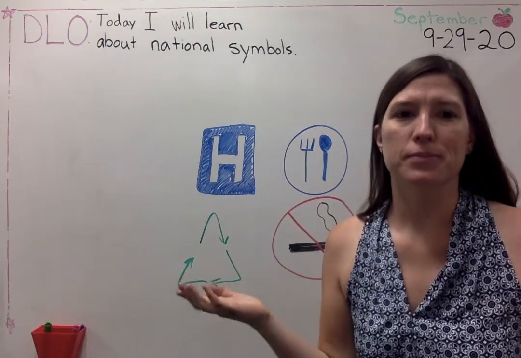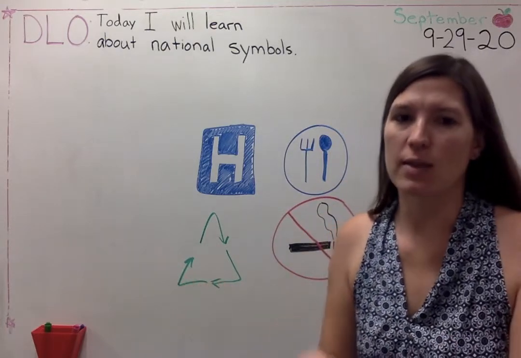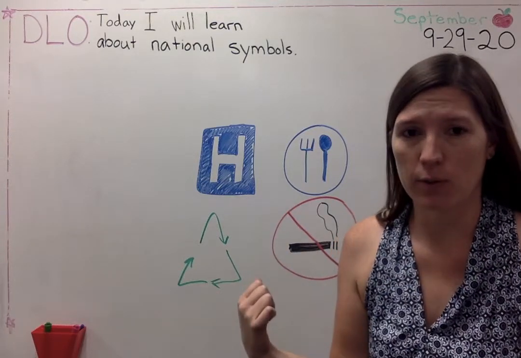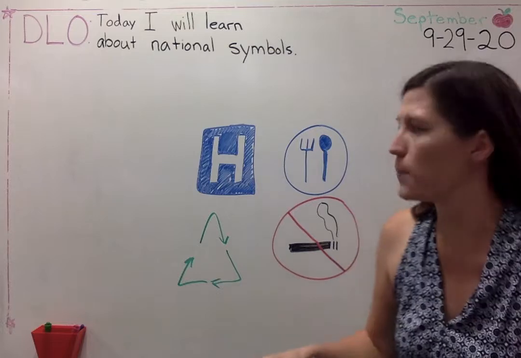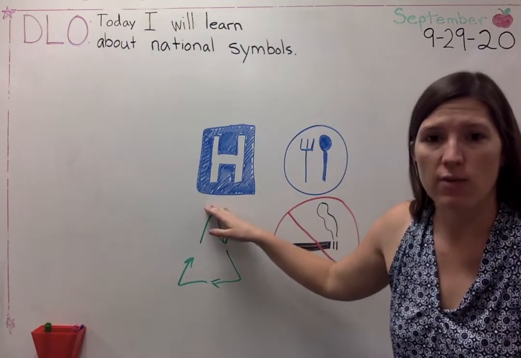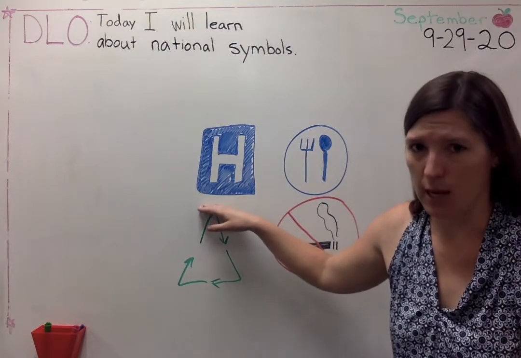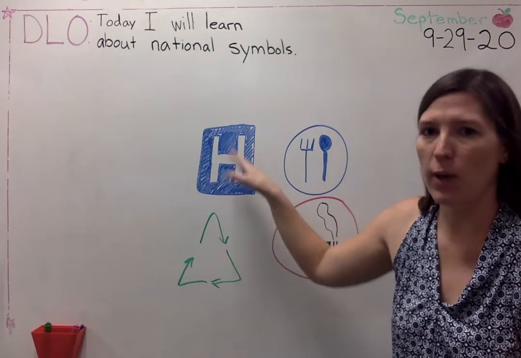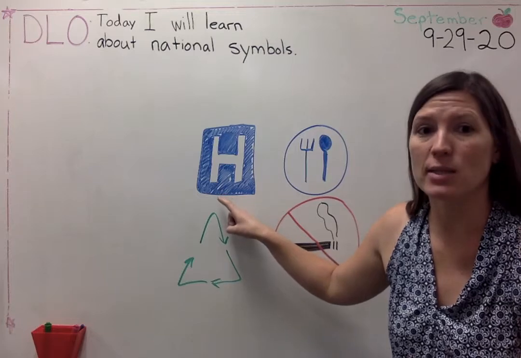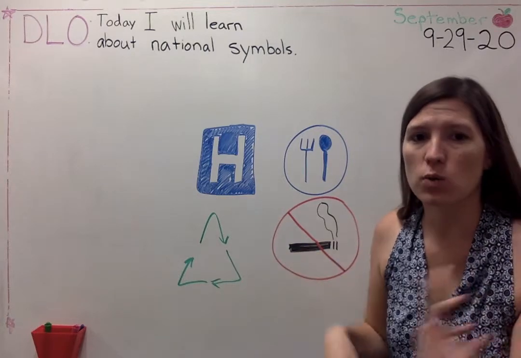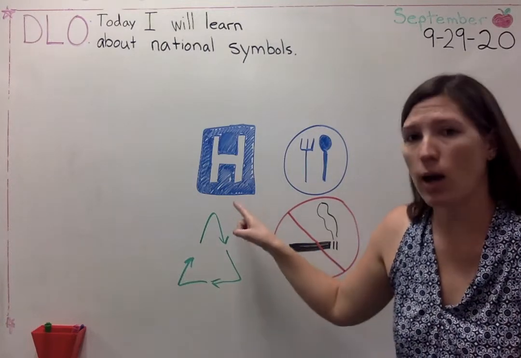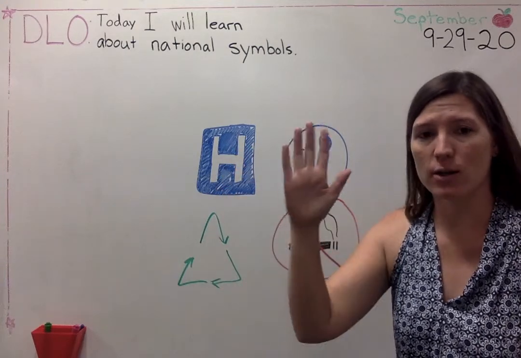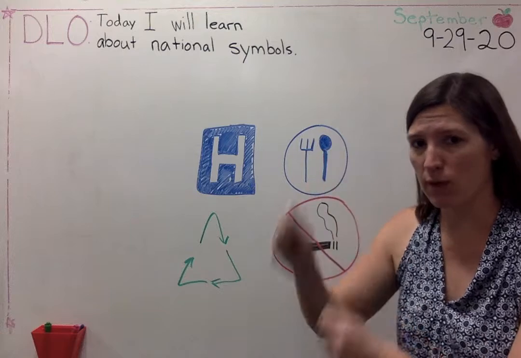What is a symbol? A symbol is something that represents something else. So I have a couple up here on the board, and let's talk about them. Sometimes when we're driving, we'll see this symbol on a sign. What letter is that? We learned that. H. So if it has a blue background and white letter H, it means hospital. So if you're driving and you need medical help, you know where the hospital is because there's a symbol of this H on a sign on the road so you could drive there.